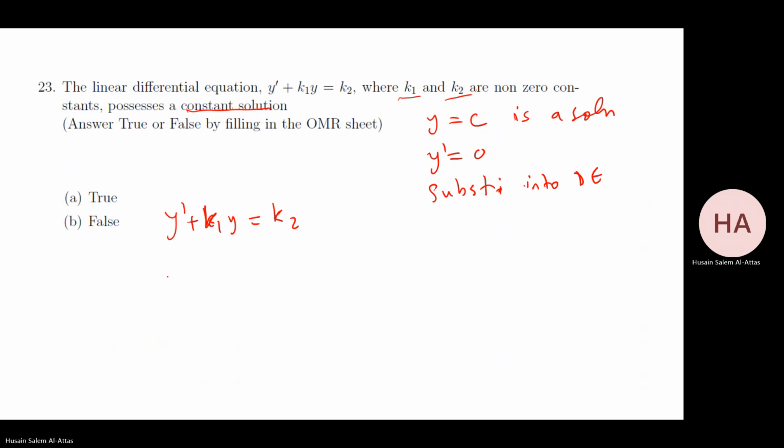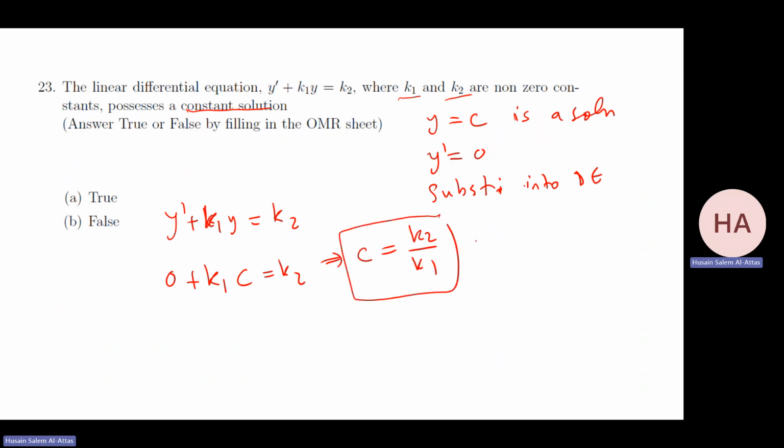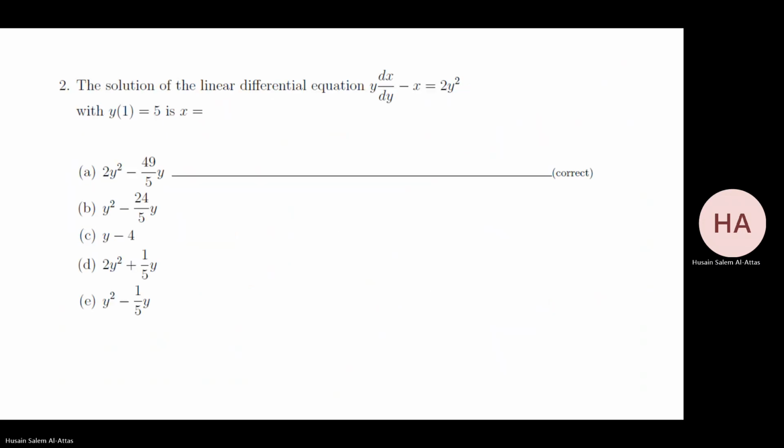So 0 plus k1 c equals k2. That means if I take c equal to k2 over k1, which is allowed since k1 is not equal to 0, then it will make a solution. So consider c equal to this. So y equals k2 over k1 is the solution. So there is a constant solution. So this is true. That was a true or false statement.